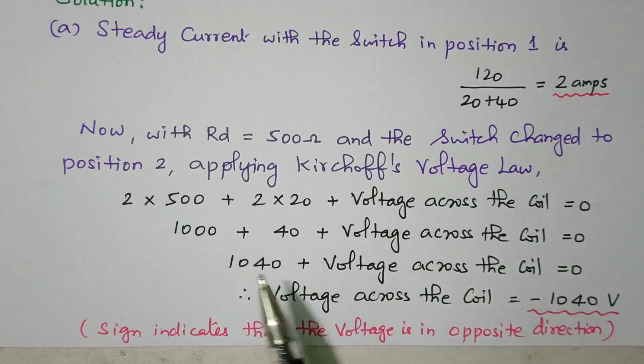Bring this 1040 to that side, and it becomes minus 1040 volts. The sign indicates that the voltage is in the opposite direction. The voltage across the coil is in the opposite direction. So in the first division we calculated the voltage across the coil as minus 1040 volts. I will go to the second subdivision.